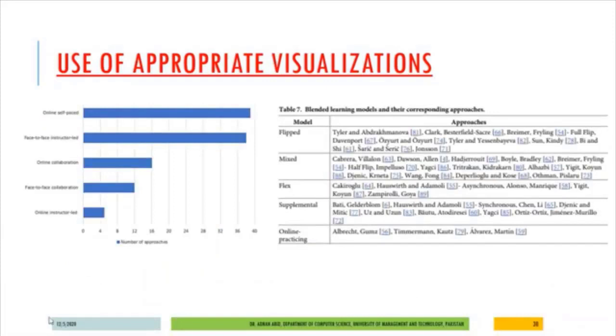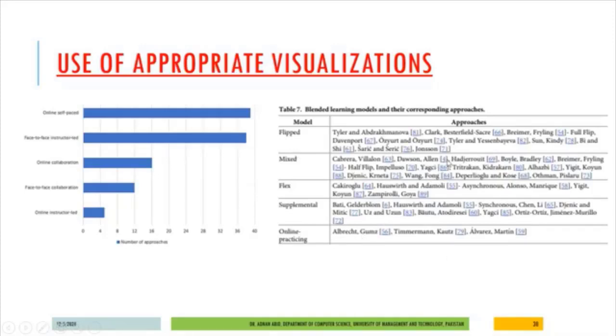This is yet another way of presenting the articles: from the closed one study, online self-paced, face-to-face, instructor-led online, collaboration. So these are the number of approaches which have been used. Here, blended learning models: flipped, mixed, flex, supplemental and online practicing. So which articles fall into which category?